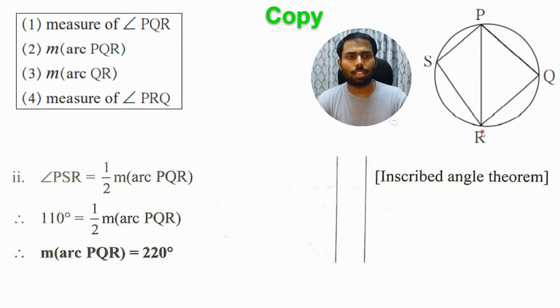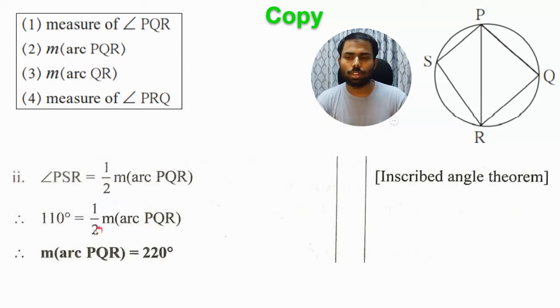So write angle PSR यहाँ पे लिखा है is equal to half of measure PQR. PQR यहाँ पे जिसका value find out करना है. The reason is inscribed angle theorem. Now just substitute. PSR they have given in the question 110 degrees. Then half into measure of PQR.